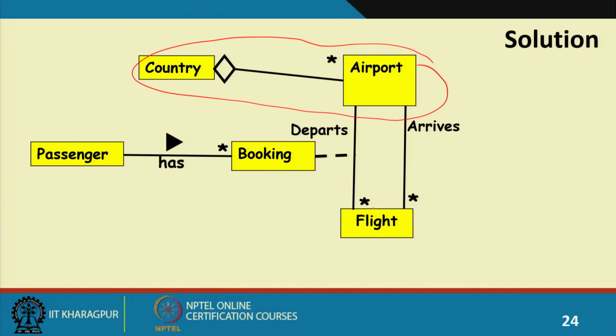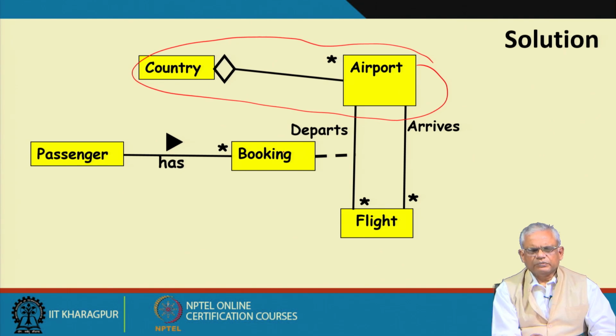And a passenger can have multiple bookings with a specific flight and airport combination, because the flight may be associated with many airports. So, the flight airport combination, the booking is for that flight, a flight at a specific airport, and that we represent in the form of an association class. So, this is the solution for that.